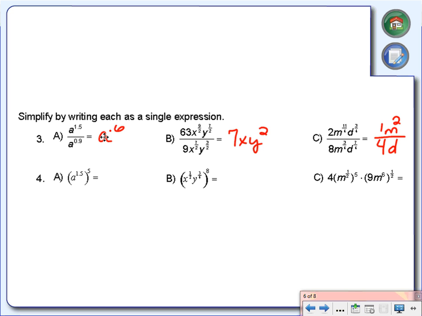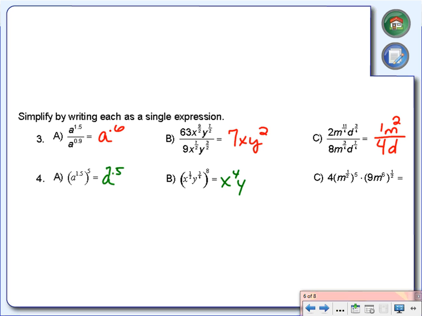Okay, next section. This time the rule we're going to use is multiply the two exponents. So I'm going to have 1.5 times 5. What is 1.5 times 5? 7.5. Let's keep going. B. Look at the x. Let's multiply the exponents. 1/2 times 8. 1/2 times 8 is a what? 4.